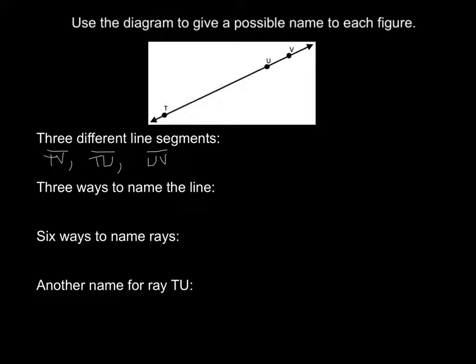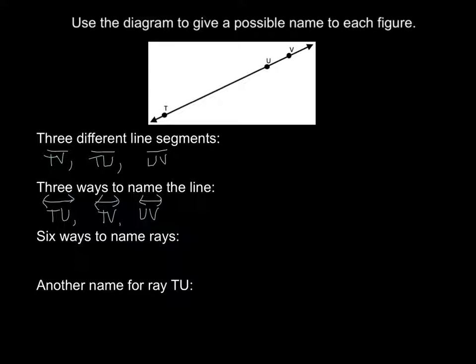So if I'm going to name this line, I would want to put arrows on the top because I am naming the line. So I could say line TU. I could say line TV. Or I could say line UV. So I just have to pick two points on the line and make sure when I'm writing the name I put arrows on top to show that it is a line.